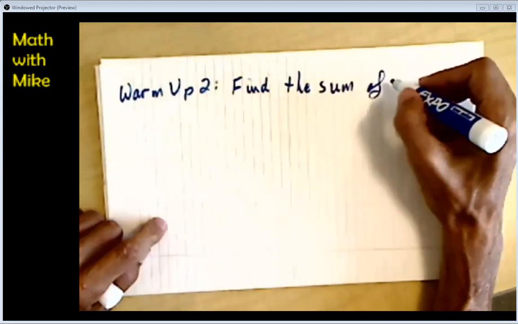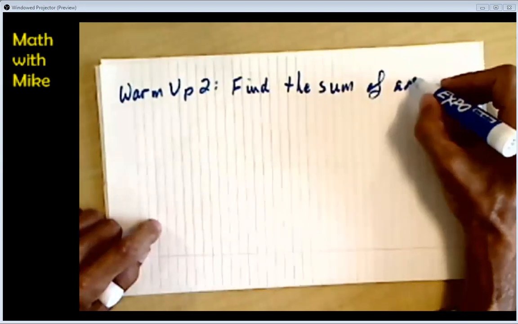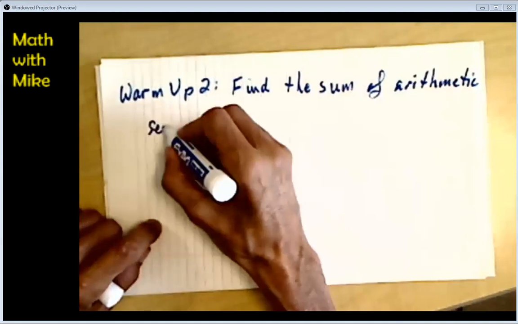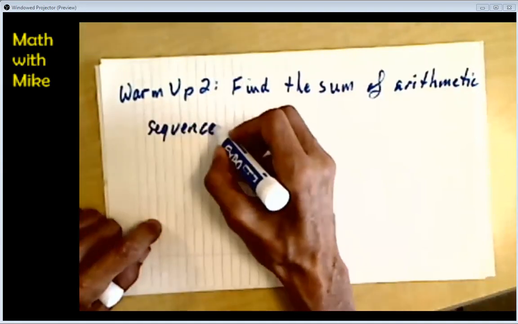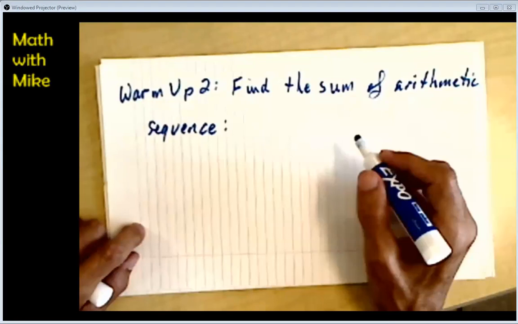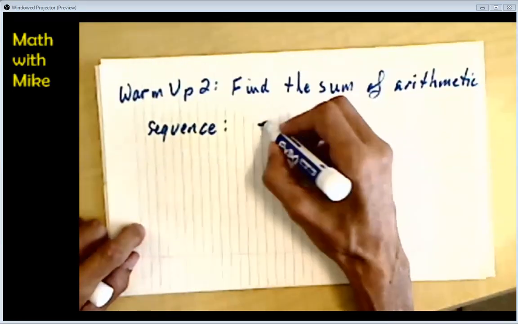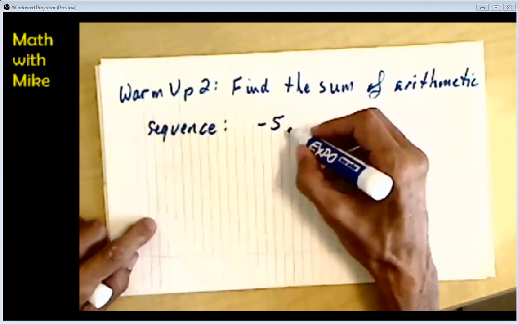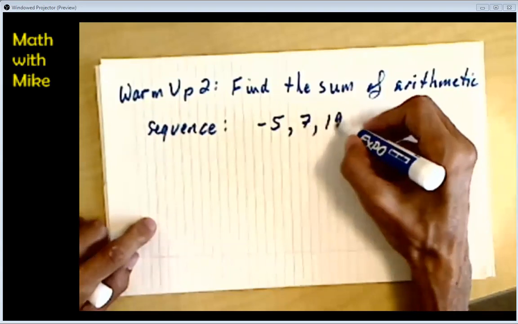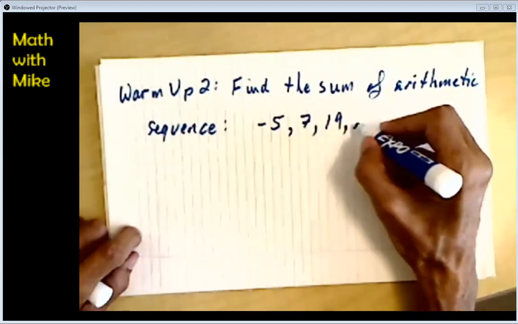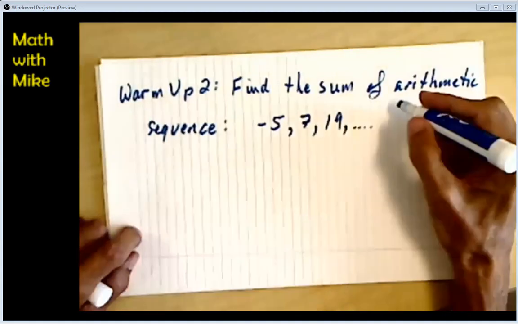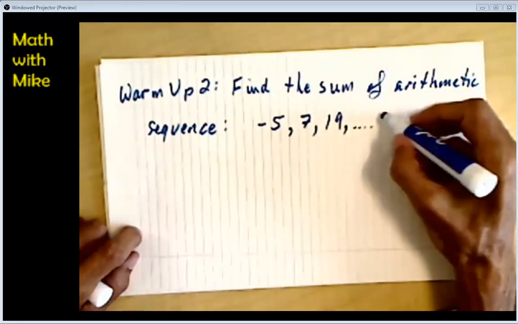Find the sum of the arithmetic sequence given by minus 5, 7, 19, ..., 139.